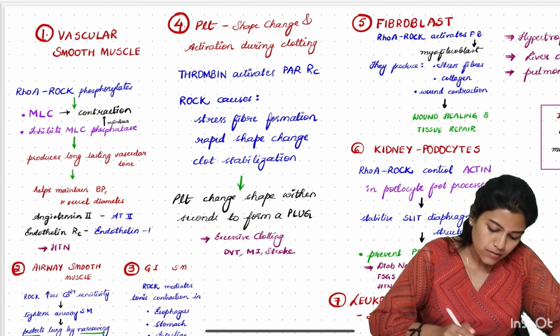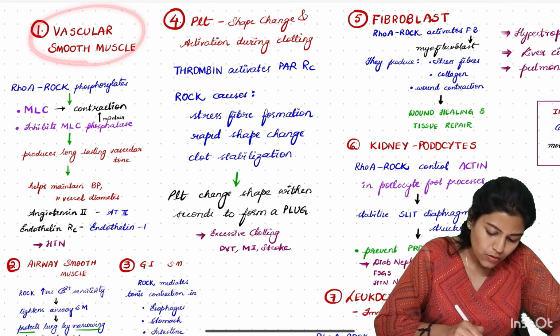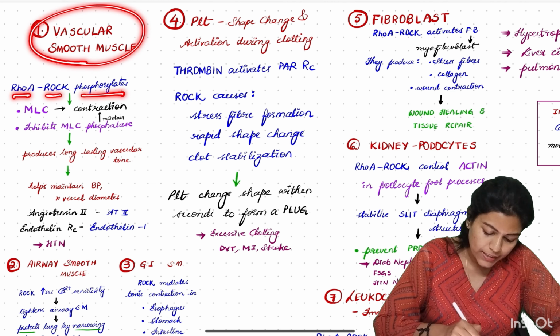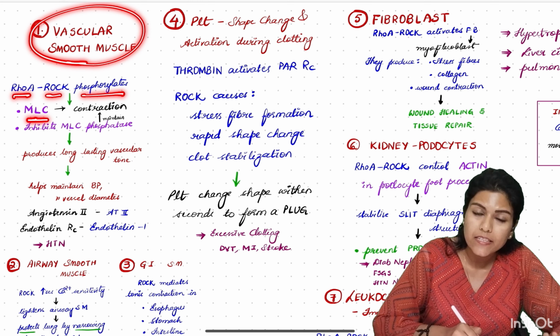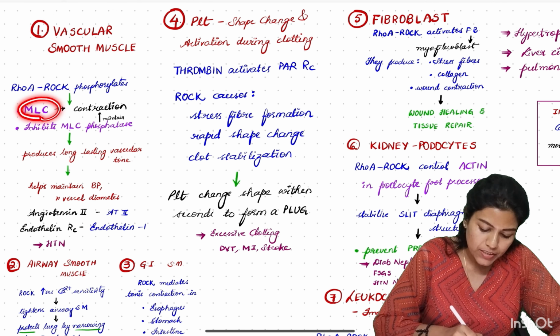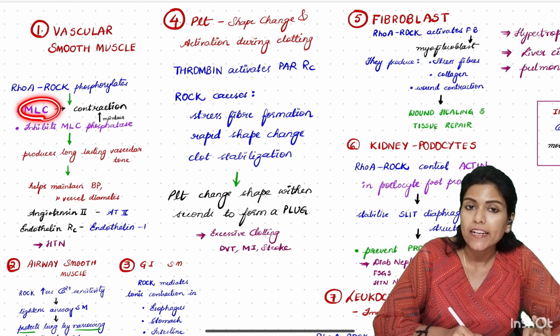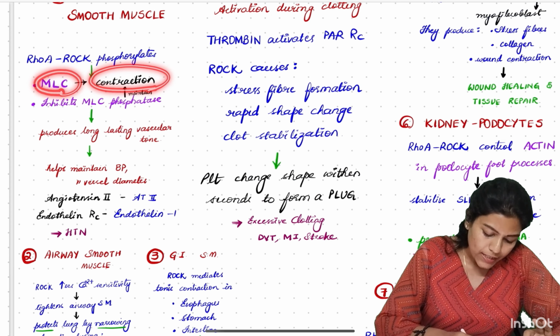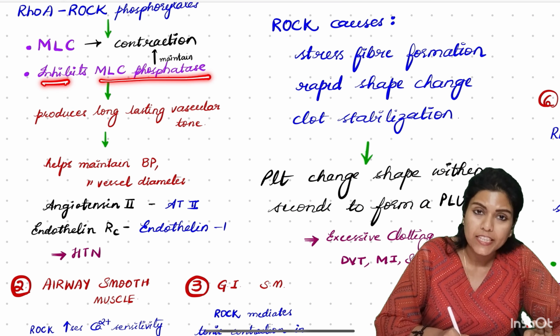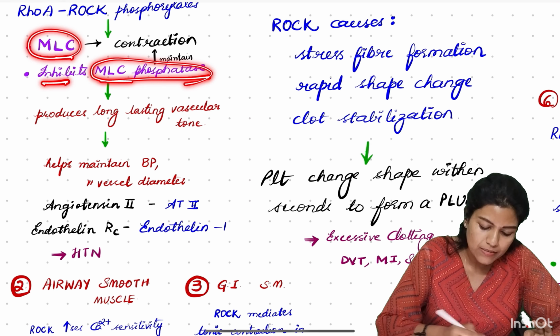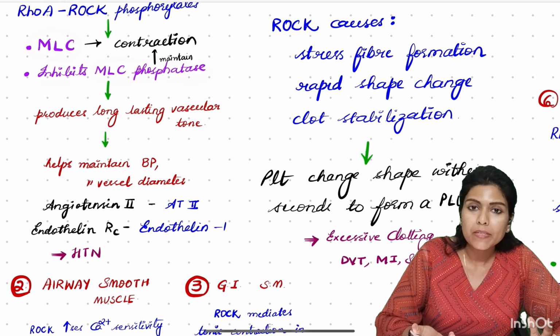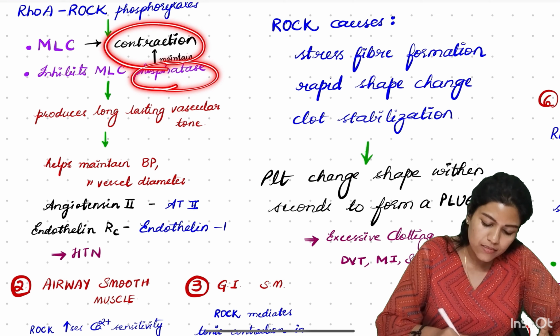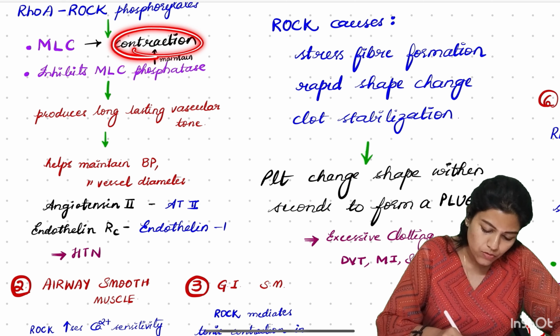Firstly, in the vascular smooth muscle, RhoA-ROCK will phosphorylate MLC, the myosin light chain. It gets activated. If myosin light chain gets activated, the end result is contraction. And also, it will inhibit MLC phosphatases. MLC phosphatase removes phosphate from this MLC, and if you remove it, it will become inactive. So you inhibit that phosphatase. Either way, you are maintaining this contraction. The end result is to produce contraction.